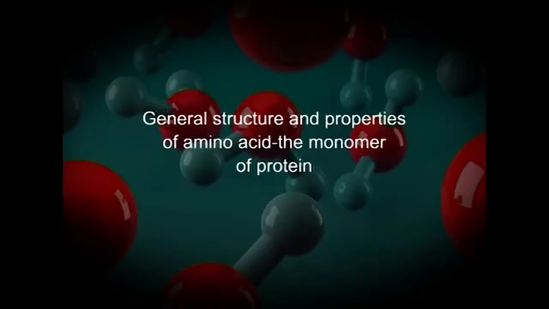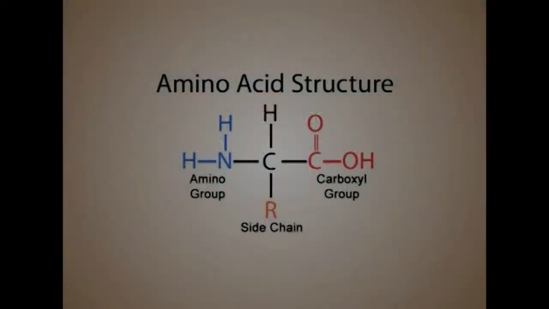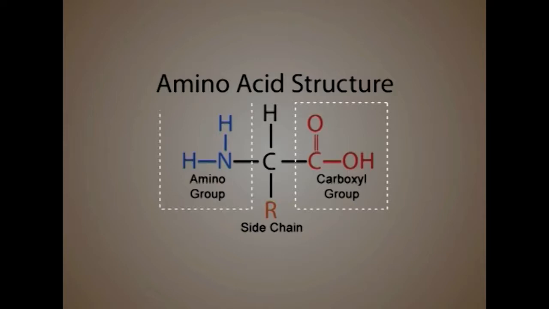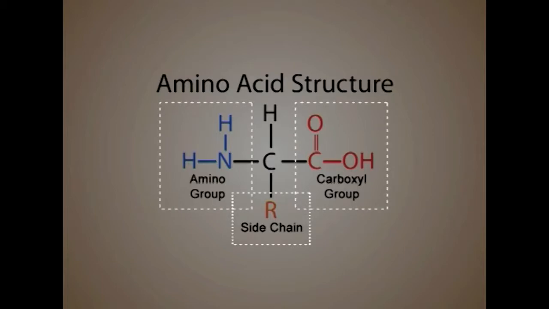Now let us discuss the general structure and properties of an amino acid, the monomer of protein. From the picture, we know that all amino acids have two important functional groups, namely the carboxyl group, COOH, and the amino group, NH2, and a side chain R group, which differs in structure for different amino acids. The amino group and the carboxyl group are highly reactive and involved in peptide bond formation. However, the R group is not involved, even with the presence of functional groups such as COOH and NH2.